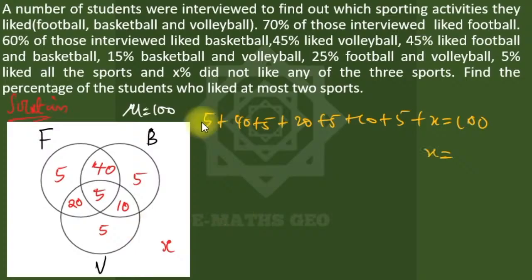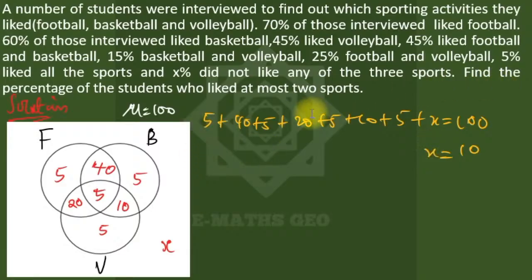So this is 5, 45, 50, 70, right? 70, 75, 80, 90. So it should be 10. 100 minus 90, 10. So X is 10.